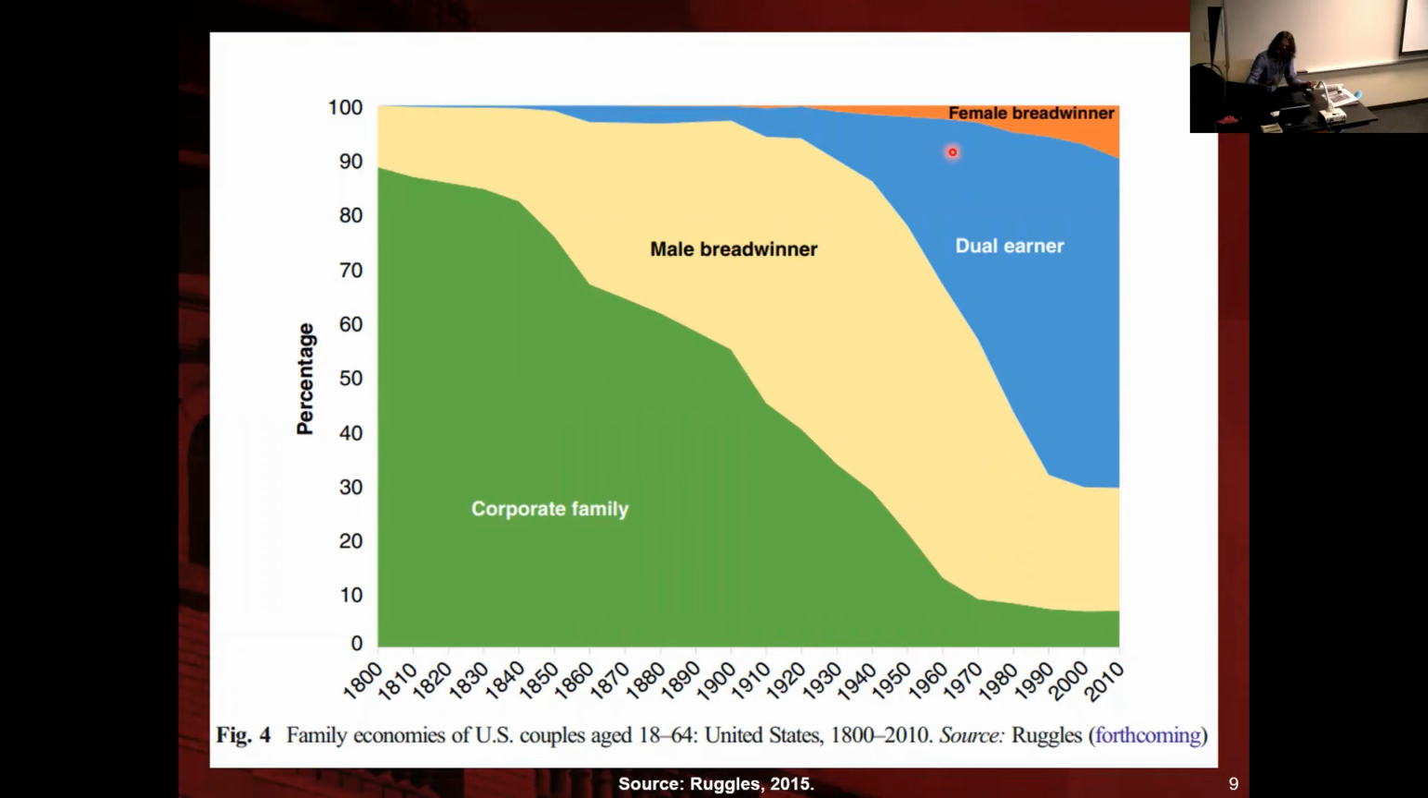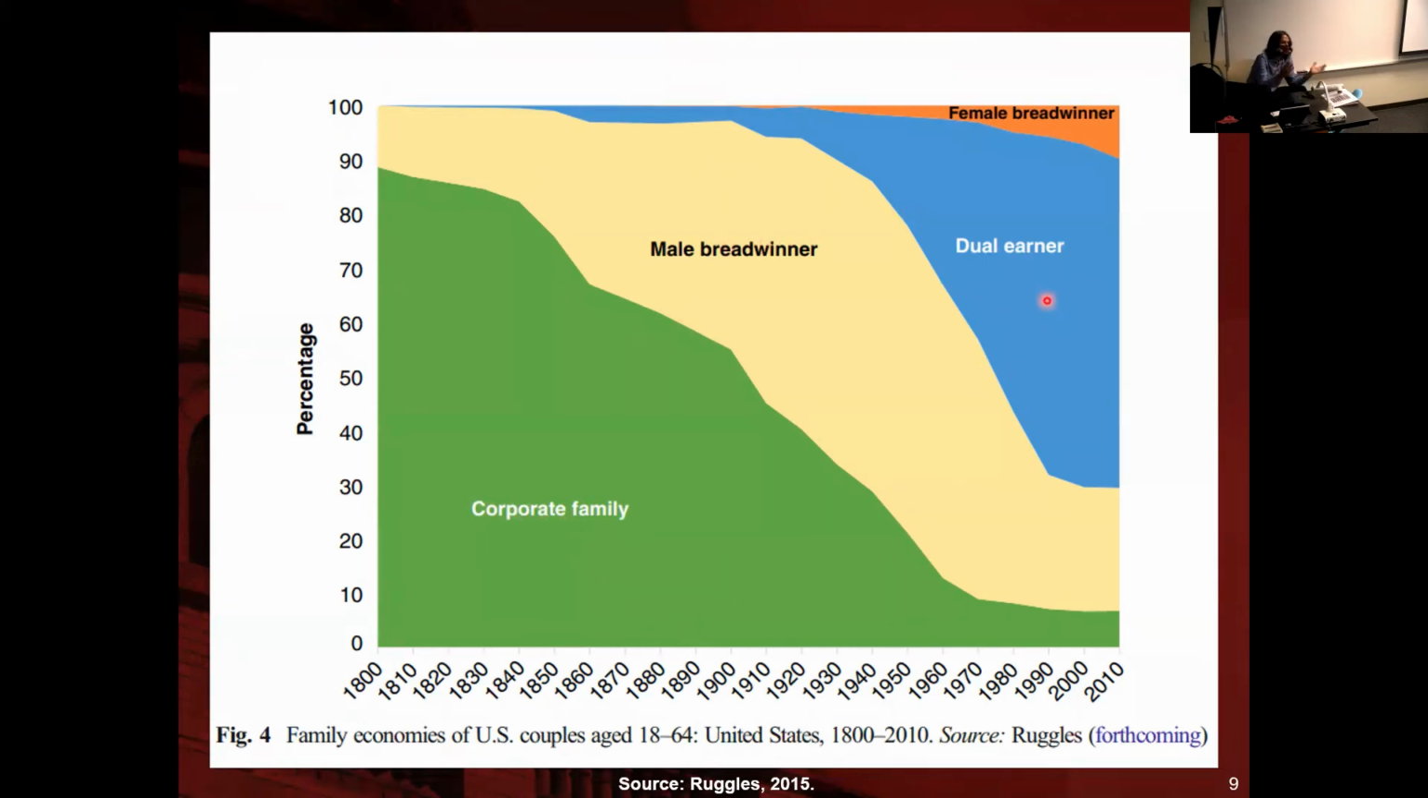And Stephen Ruggles is the person who actually started the project and is still the director. He was also recently the president of the Population Association of America, which is the most important demographer association in the US. And I follow him on Twitter. He gave an interview some months ago to the newspaper The Atlantic. And he was telling them in the interview that the population in the US changed the family composition from this more agricultural based production, which is called here corporate family, to male breadwinner and now dual earner.